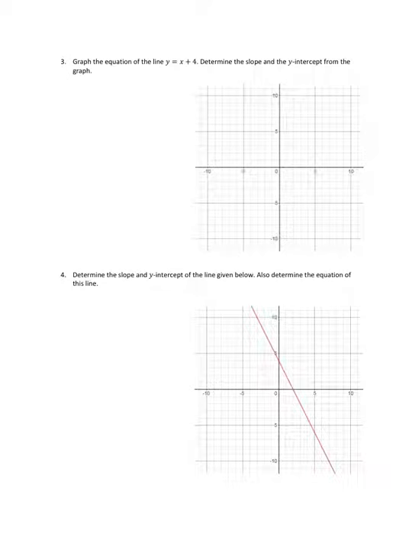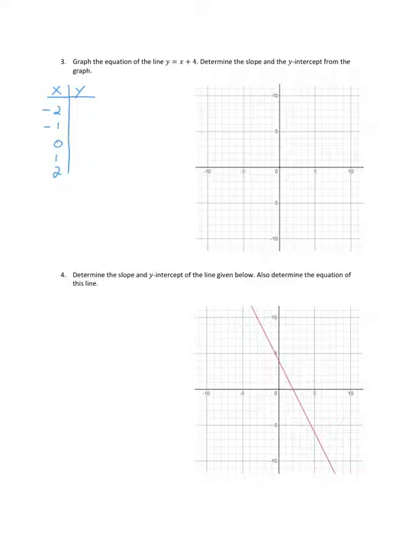To graph the equation of the line y equals x plus 4, we can set up a table and choose some x values. So what we'll do is pick some numbers for x. You can choose any numbers you'd like, but it's pretty standard to go -2, -1, 0, 1, and 2. We'll take these values for x, put them in place of x in this equation, and solve for the corresponding y values. This will allow us to plot these points.